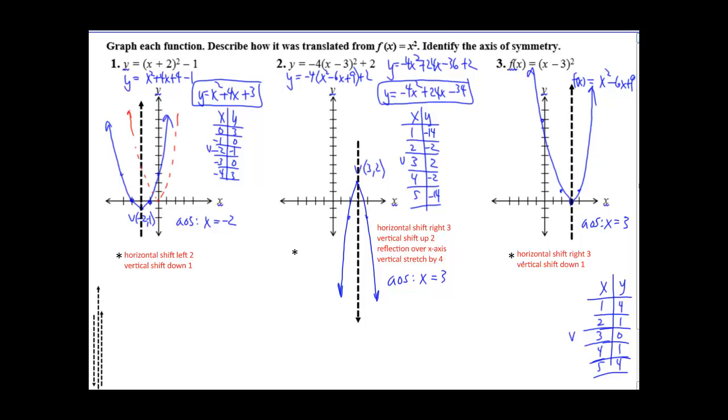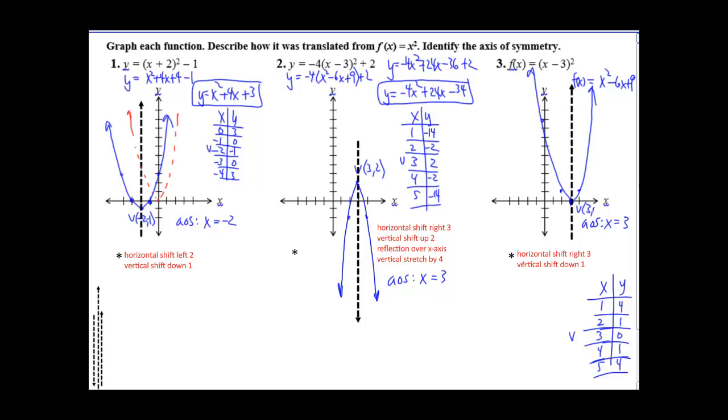What has happened? The vertex. If we look at our vertex form, what goes in the parentheses to make that 0? Negative 2. What's left? Negative 1. So the vertex was negative 2, negative 1. In the middle, what makes the negative 3? X minus 3 is 3. So 0 times negative 4 is 0. What's left is 2. So the vertex was 3, 2. And the last one, 3 goes in, 0 left. So 3, 0 was the vertex.